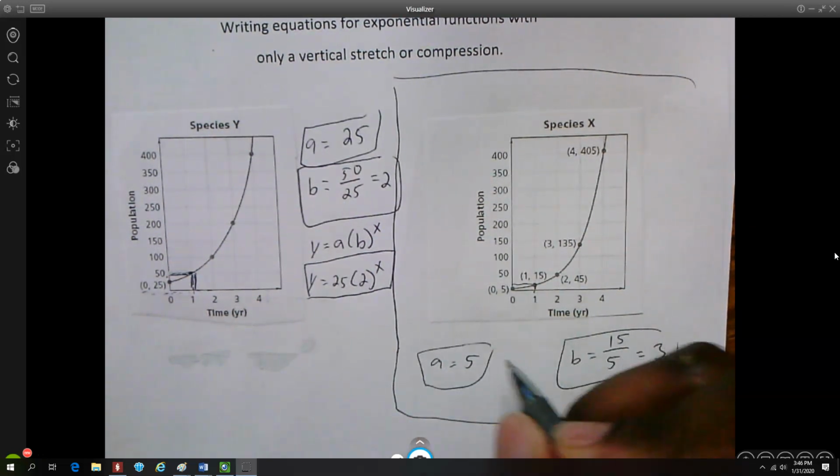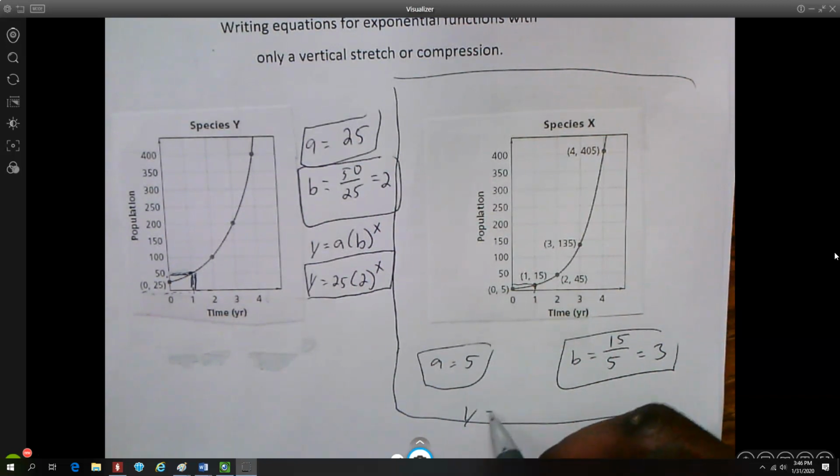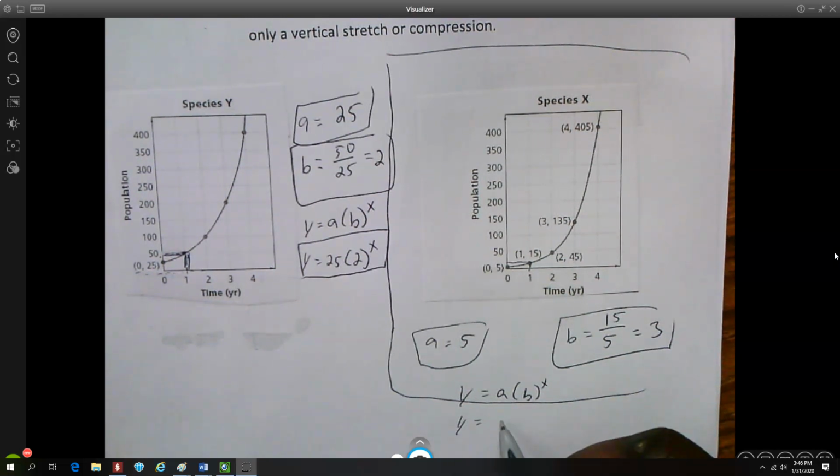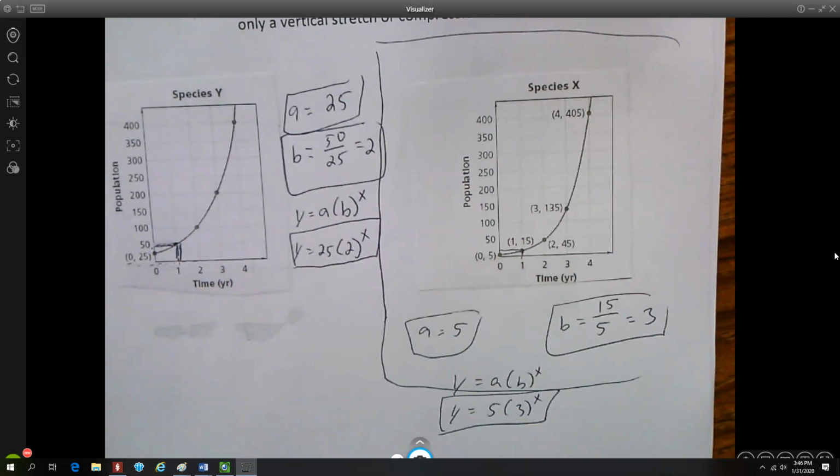So now I have a and b. So the equation of this is still a times b to the x. So this population of species grows at 5 times 3 to the x power. And that's it. You just find a and b from the graph that way. Let's try a few more.